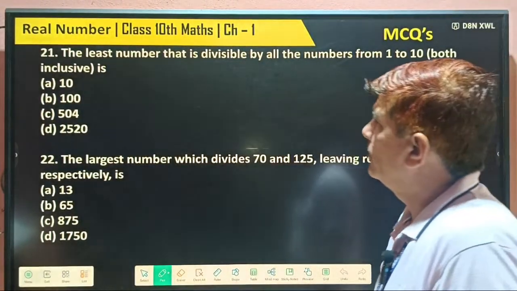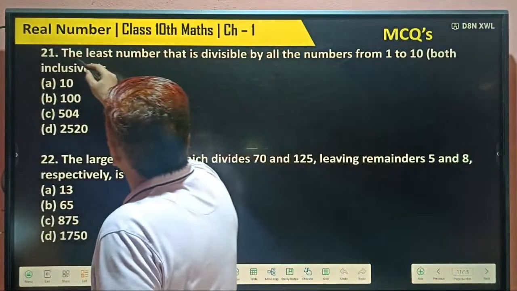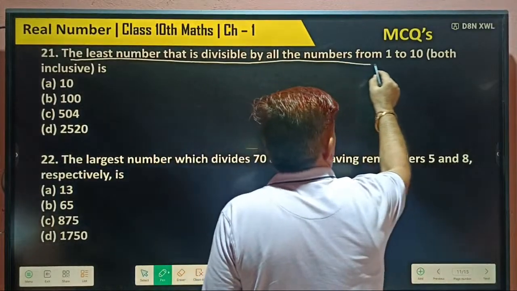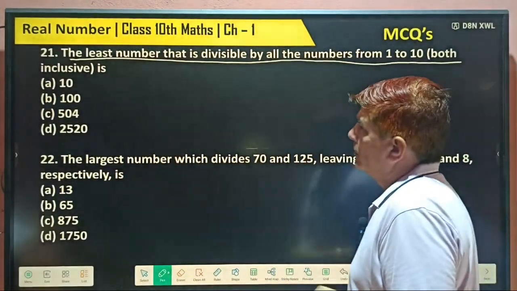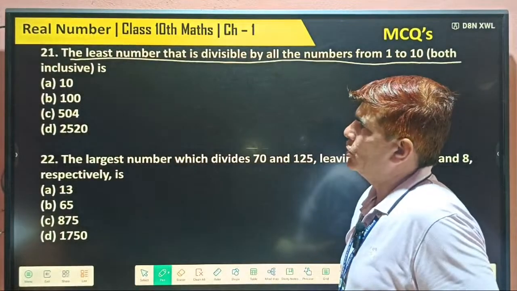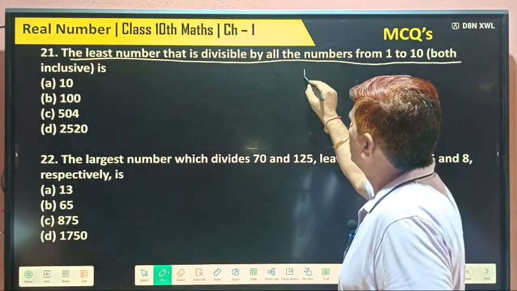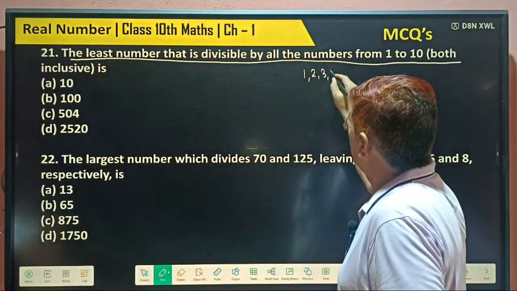So next question: the list of numbers that is divisible by all the numbers from 1 to 10, both inclusive, 1 and 10 also included. It means you have to find a number which is divisible by these.